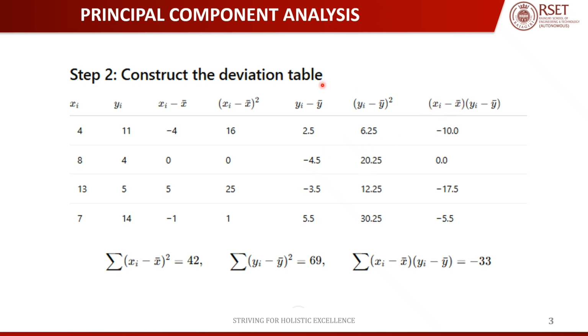And then also you can do xi minus x bar into yi minus y bar. Multiply these two terms and you have this. And now you need to sum three columns, which is (xi minus x bar) the whole square, then (yi minus y bar) the whole square, and also (xi minus x bar) into (yi minus y bar). So you have their sums to be equal to 42, 69 and negative 33.